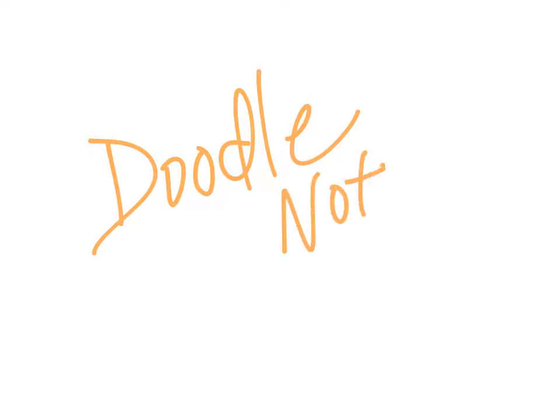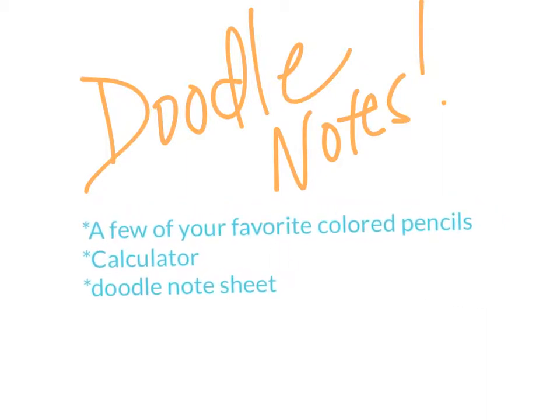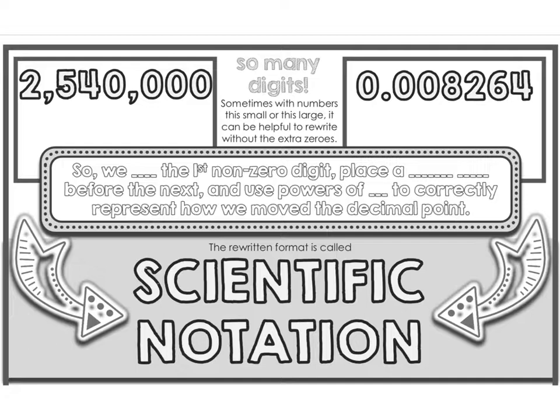Today you're going to be working on some doodle notes for scientific notation. Here's what you'll need. Grab a few of your favorite colored pencils and a calculator, and of course make sure you have your doodle note sheet. Okay, let's begin. As we're working through the notes, feel free to color in the digits and make your paper as fun and bright and meaningful to you.